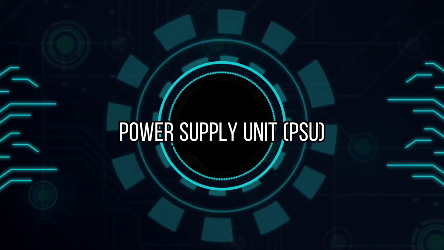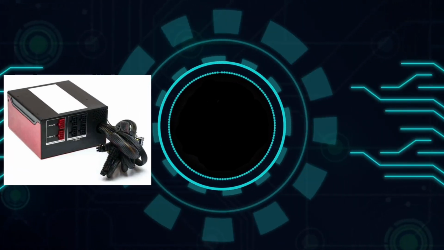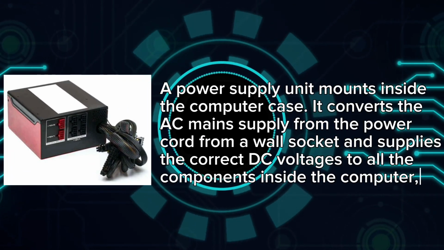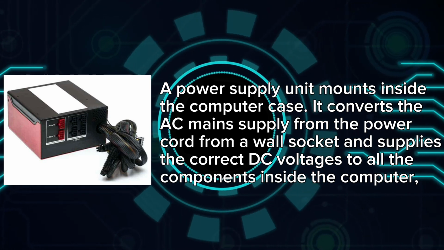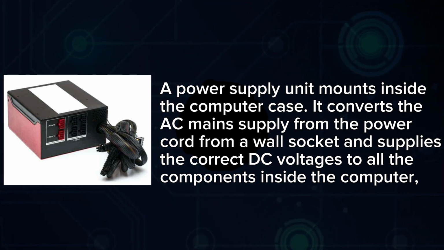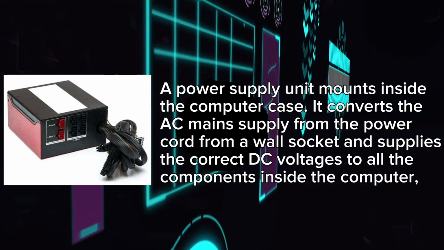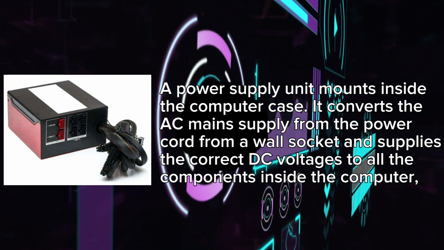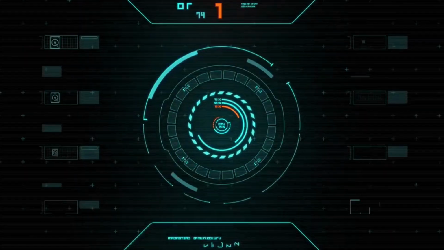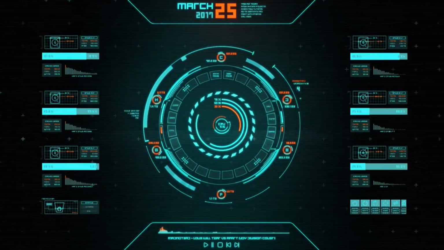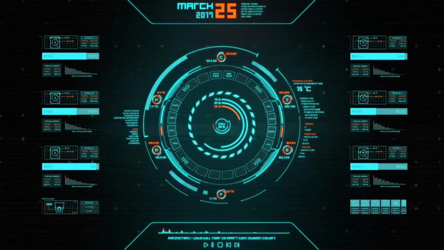Power supply unit. A power supply unit mounts inside the computer case. It converts the AC mains supply from the power cord from a wall socket and supplies the correct DC voltages to all the components inside the computer. A computer power supply supplies the following voltages.